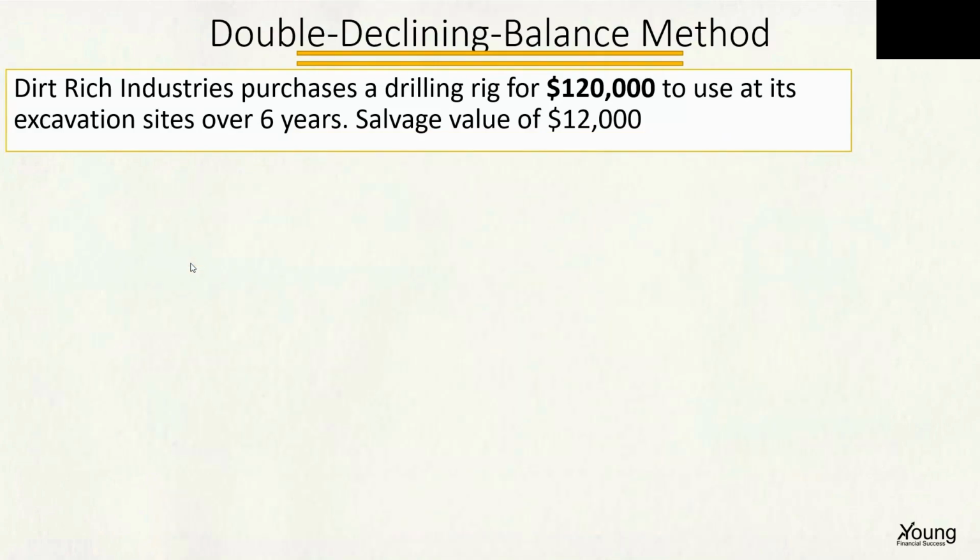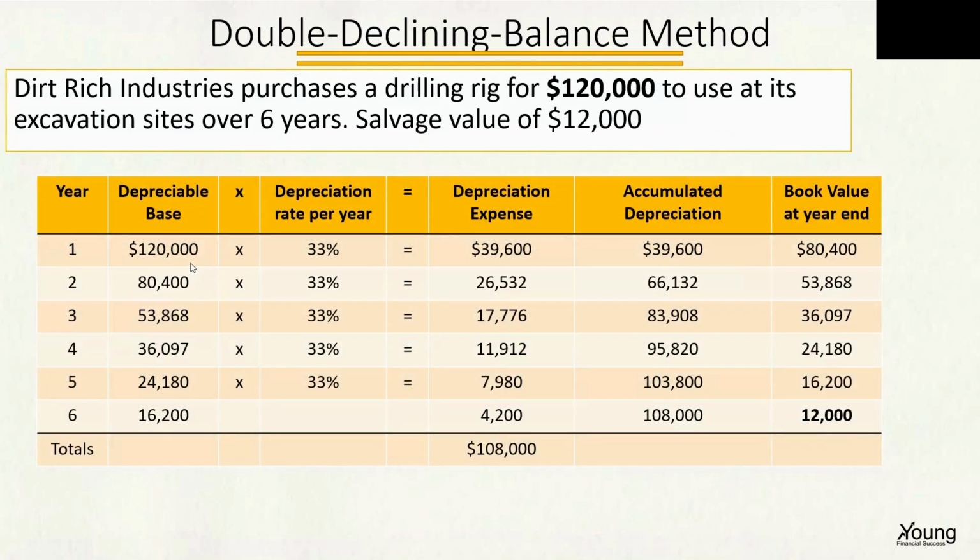But let's jump into the double declining balance method. So we have the same company, the $120,000, the $12,000 in salvage value, but with double declining, we are going to see basically straight line. We take the 1 out of 6 years for straight line, which would be 16.67%, times 2. We're going to double that percentage, and that brings us to about 33%.